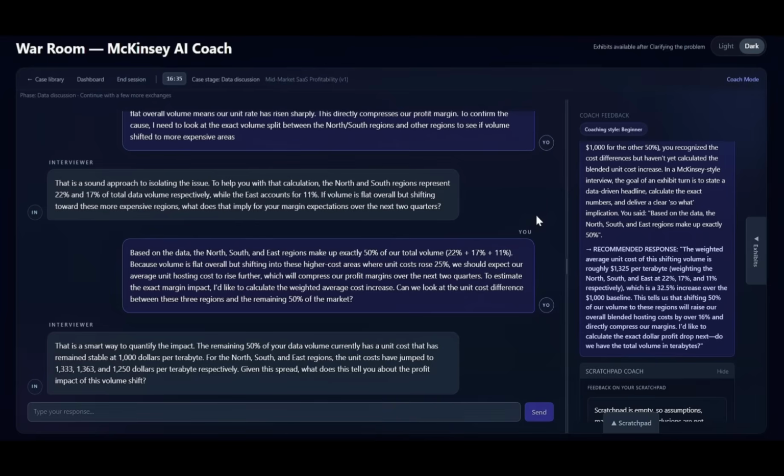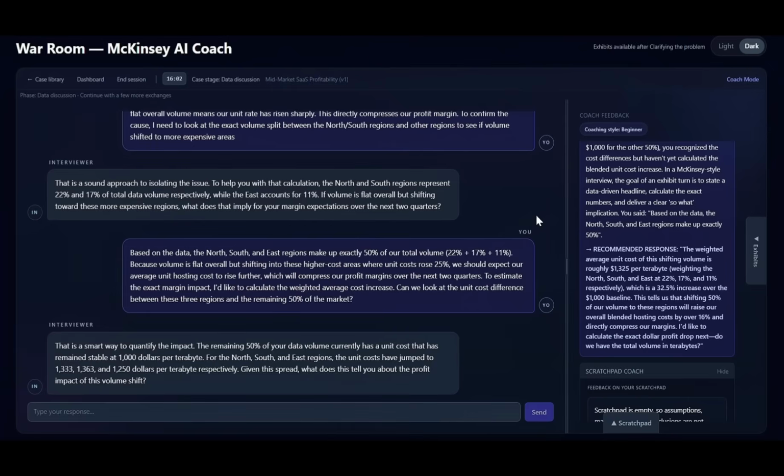Now, that's a very interesting question, considering the data we've been given. But remember that previously we said we're going to use a weighted average to try and understand what's going on? Well, the weighted average unit cost of this volume is roughly $1,325 per terabyte. And that's a very simple average calculation. This is where we need to start thinking about the kind of math that we put into this.